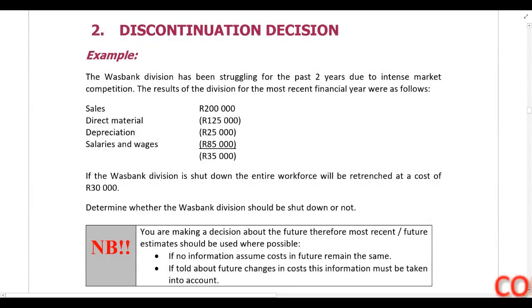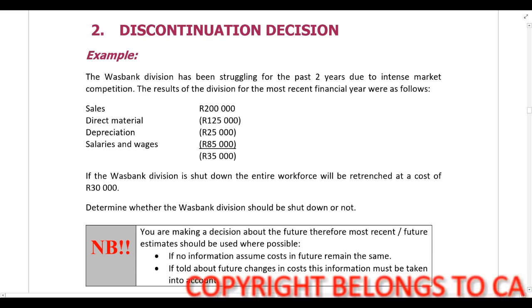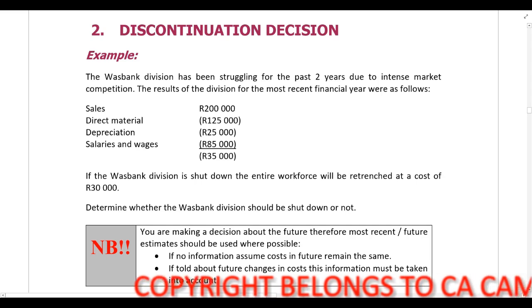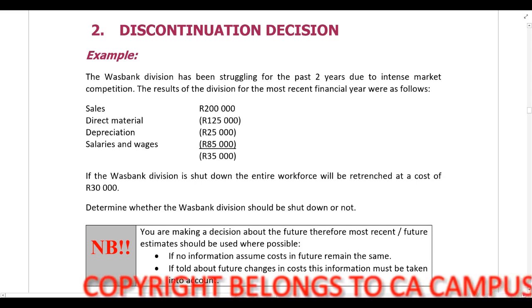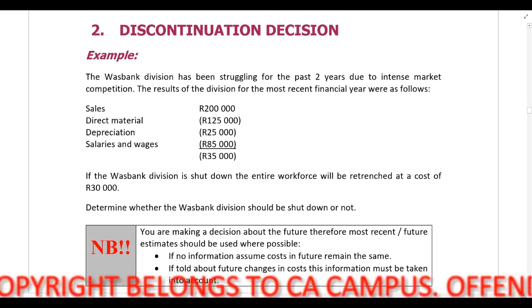The next type of decision that companies are required to make is the discontinuation decision. What we're looking at over here is the company might have a certain department or division that they're looking at shutting down. Or maybe they'll have a certain product and they're looking at discontinuing one of the products that they make. So that is a discontinuation decision. Let's look at an example.